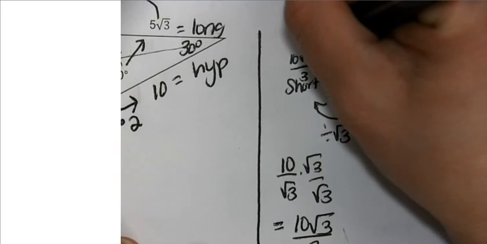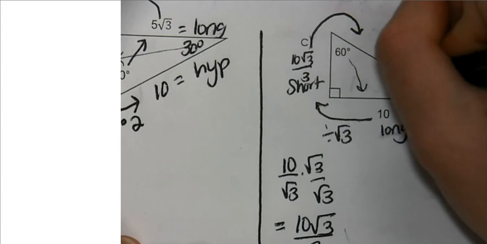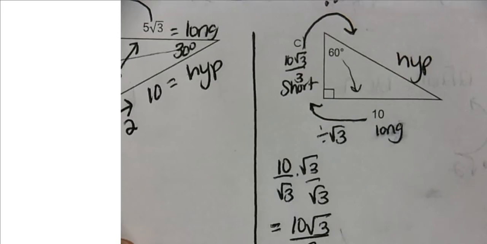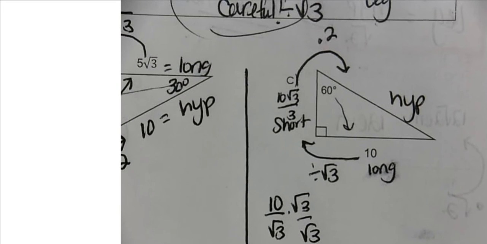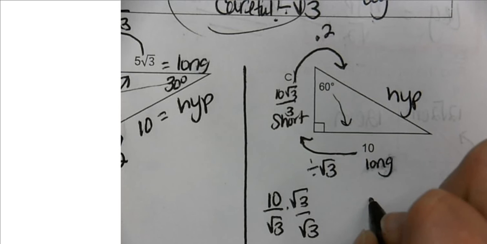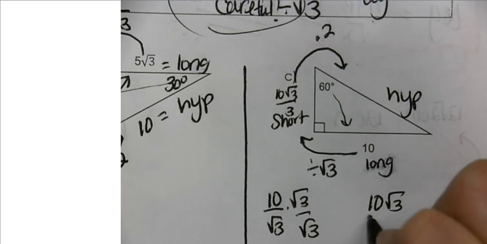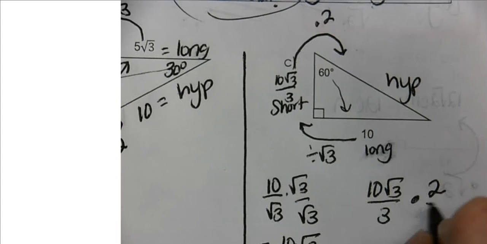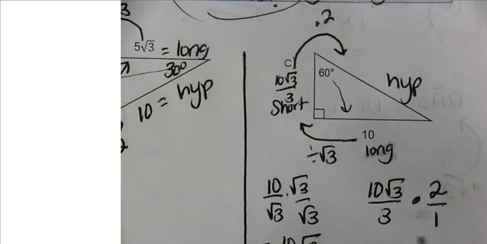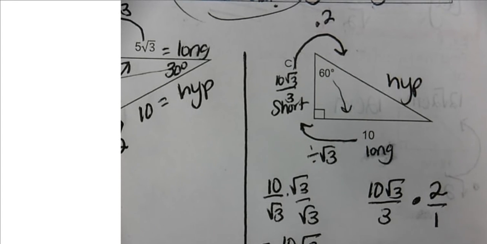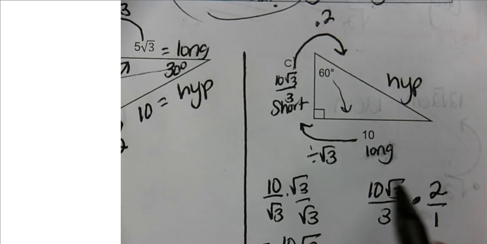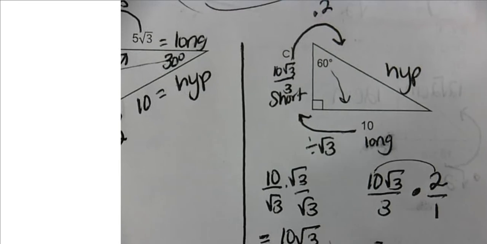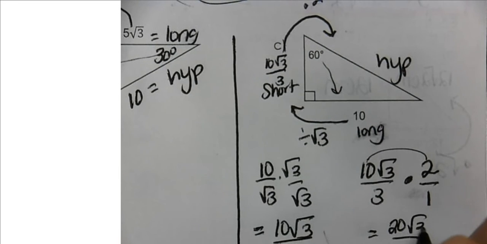Now to go from my short leg to my hypotenuse, I need to multiply by 2. And I'm going to show the work for this because I know that that can be kind of tricky sometimes for some students. So I'm going to take 10 square roots of 3 over 3, and I'm going to multiply it by 2. So remember that this is a 2 over 1, and we are multiplying straight across. So my denominator is going to remain 3, and over here I'm going to multiply just the 10 by 2, and that's because it's outsiders times outsiders. 10 times 2 is 20, so this is 20 square roots of 3 over 3.